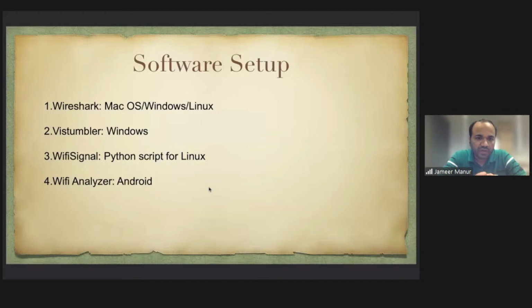And Vistumbler is best for Windows, and it's not available for Mac or Linux. And Prakash has written a Python script for Linux, so we have already shared it with you on both Moodle and Slack platforms, about the script. And if you have any doubts, we can discuss it.